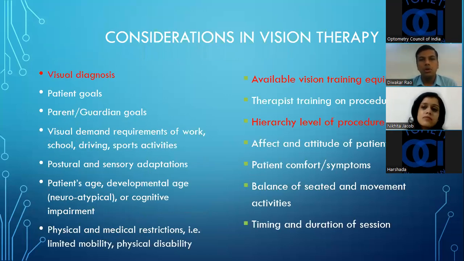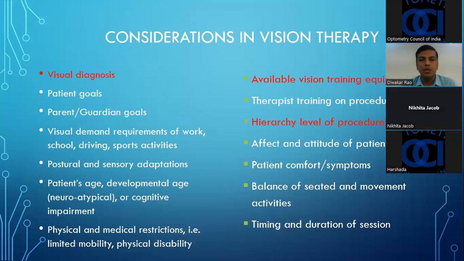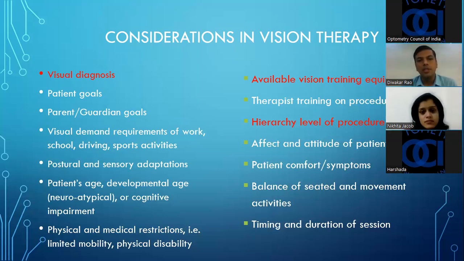The considerations in vision therapy: first is the visual diagnosis, that is, what category or syndrome under binocular vision anomalies it comes under. Then the available training equipment which can be used for therapy, the goals of the patient as well as the guardian-related goals, and the hierarchy level of the procedure from where we can start and how we go about it. The affect and attitude of the patient has to be analyzed, along with the comfort of the patient, and therapy has to be performed in seated as well as standing activities.